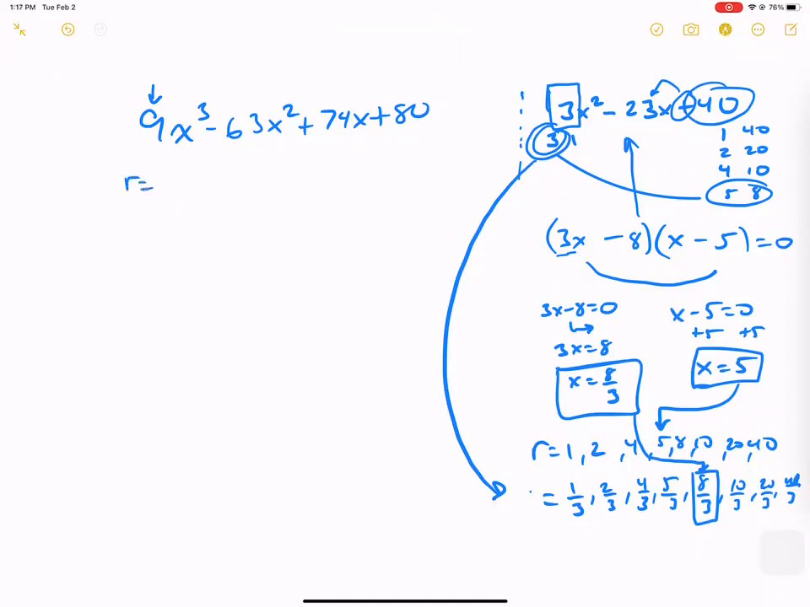The R could be, starting from here, 1 and 80 make 80. 2 and 40 make 80. 4 and 20 make 80. 5 goes into it. 5 and 16, okay? 8 and 10. We have a lot of options here to make 80.